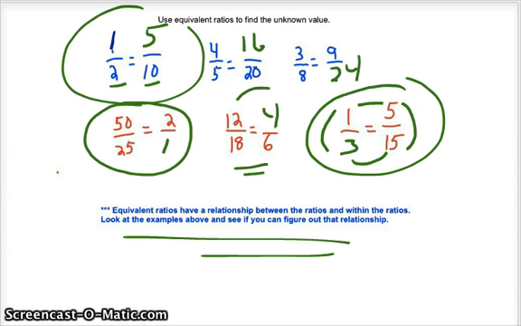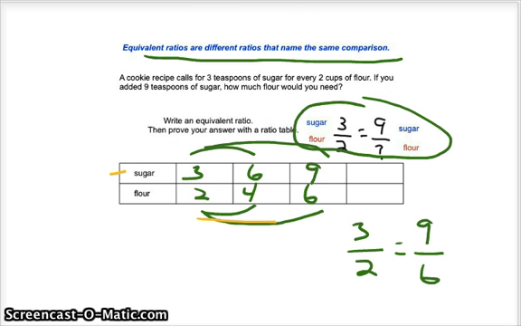Let's go up here. Okay, 1 times 2 is 2, 5 times 2 is 10. 1 times 5 is 5, 2 times 5 is 10. Okay, so equivalent ratios have a relationship between the ratios and within the ratios, and you can find equivalent ratios just like you do equivalent fractions. And remember, a great strategy is always to make a table.